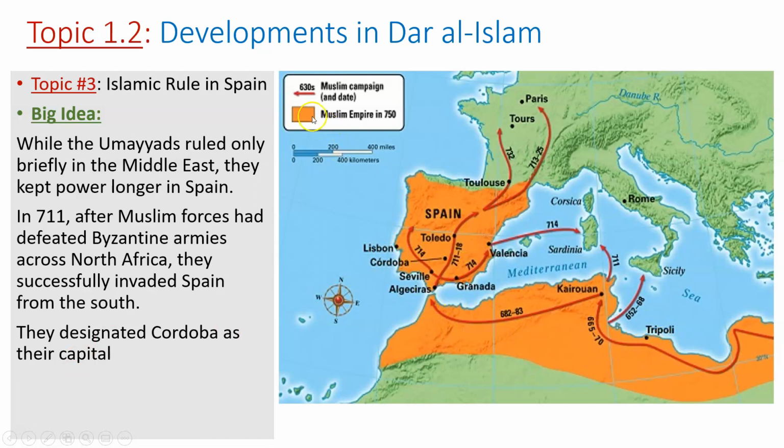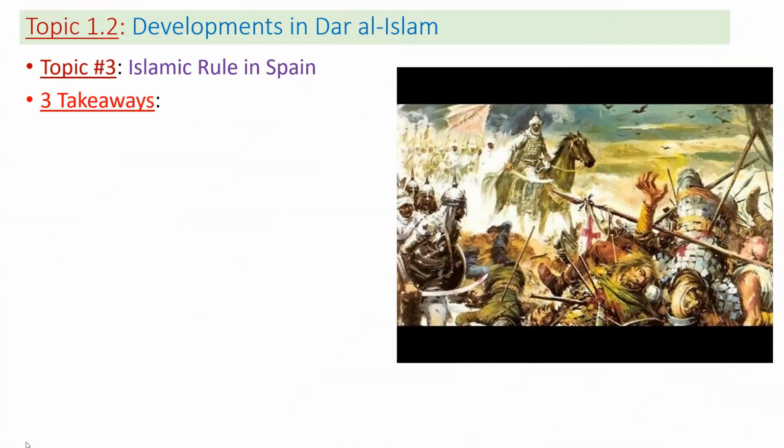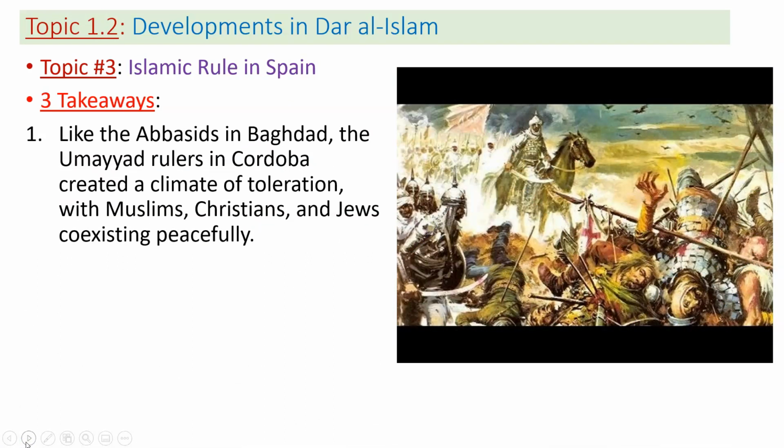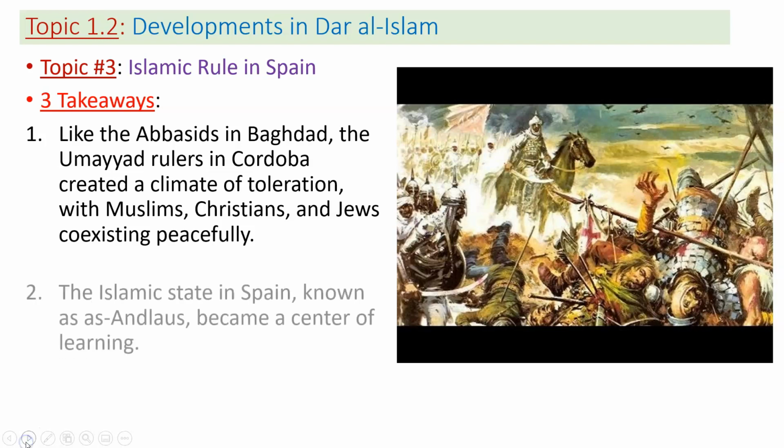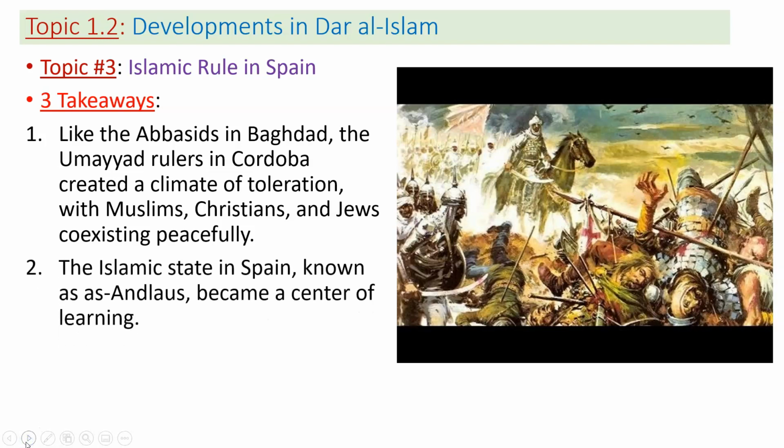Just by looking at this, you could identify it, and it can help you finish that DBQ, SAQ, LEQ, whatever you're doing. Okay, I got 3 takeaways for you. Like the Abbasids in Baghdad, the Umayyad rulers in Cordoba created a climate of toleration with Muslims, Christians, and Jews coexisting peacefully.